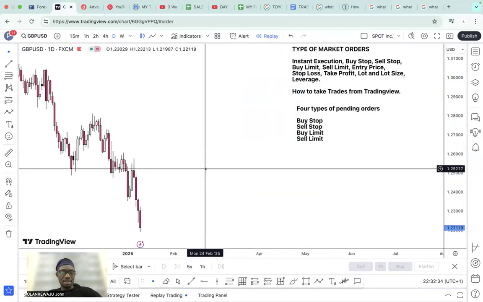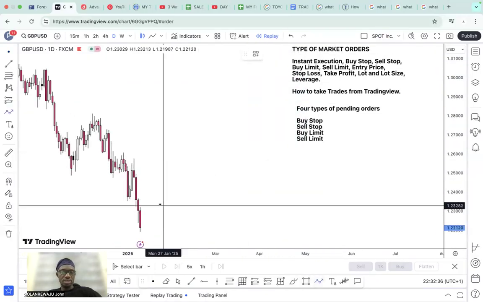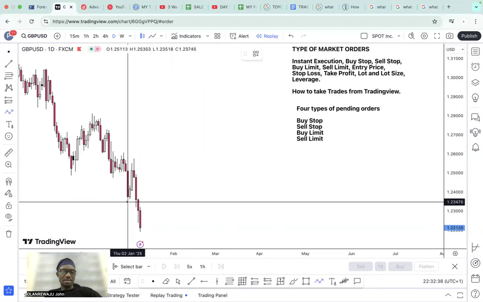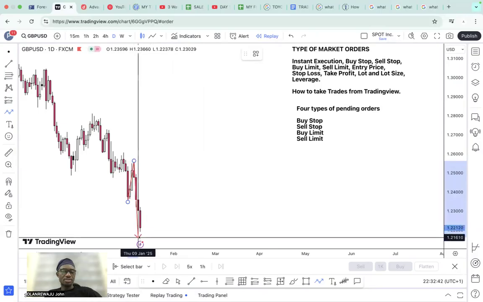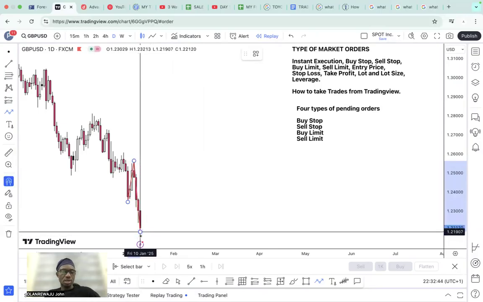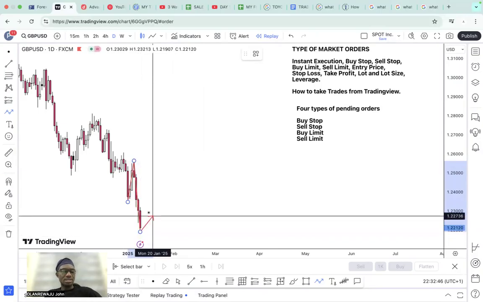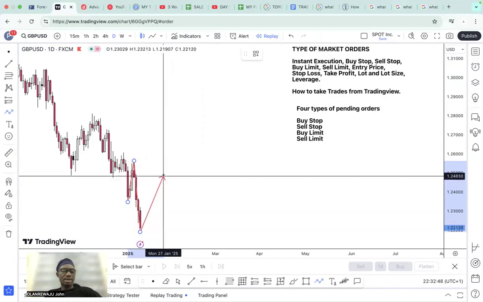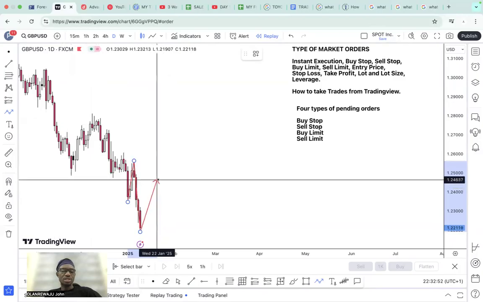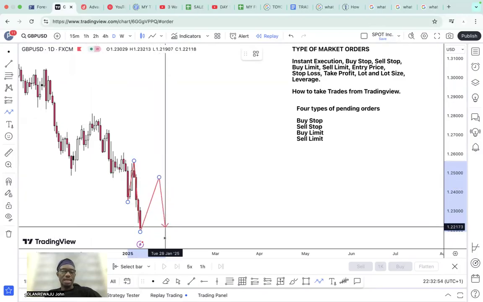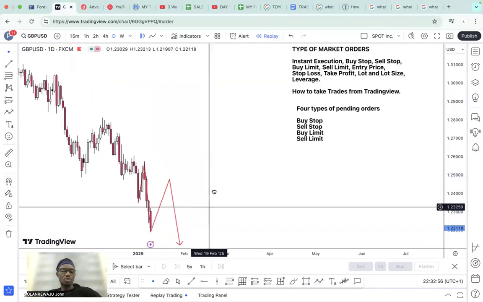This is a market now. The market has done what? The market has created a low, a lower low, lower high. The market has come to create a new lower low. So ideally, what should the market do? The market should retrace like it has always been doing, retrace to create a new lower high, and then I can follow it to create a new lower low.